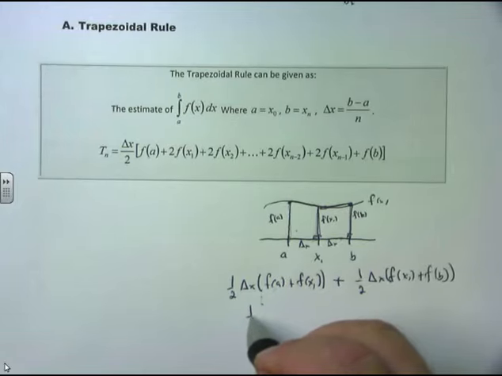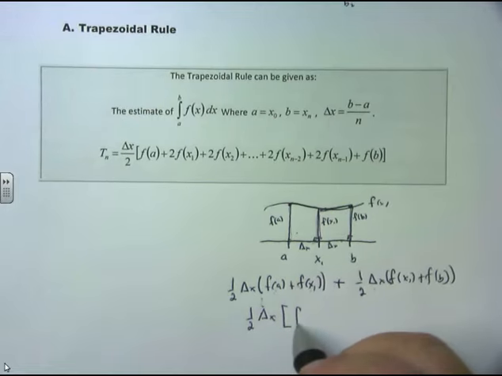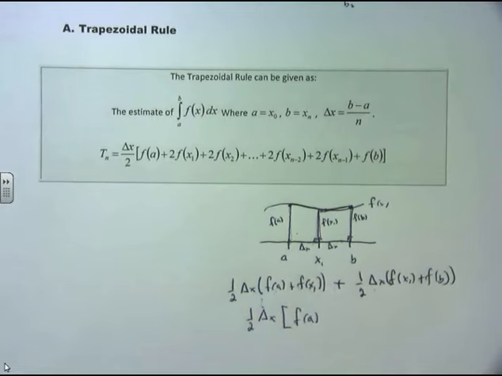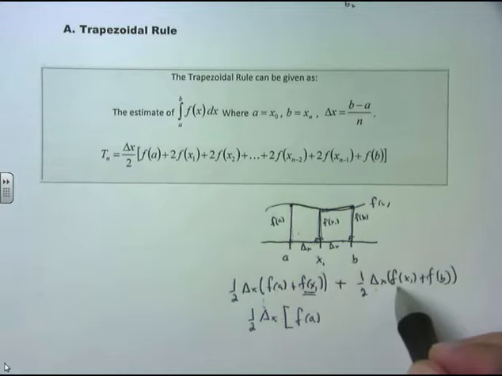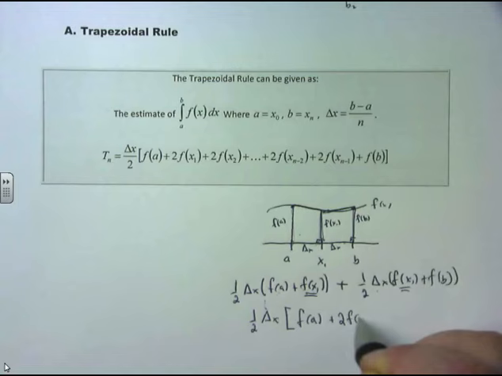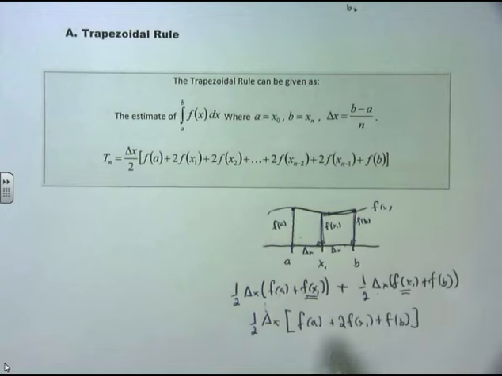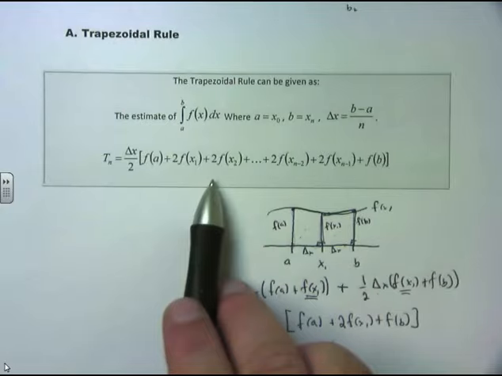They all have a 1/2 delta x, factoring that out. But if you look at what's left over, you'll have f of a, which is your first endpoint, but you'll have 2 f of x1 plus 2 f of x2 plus f of b. So here's your little formula to catch a pattern. But I only made 2 partitions. If I happen to have more partitions, you would extend this out, and this is how we came up with the formula.